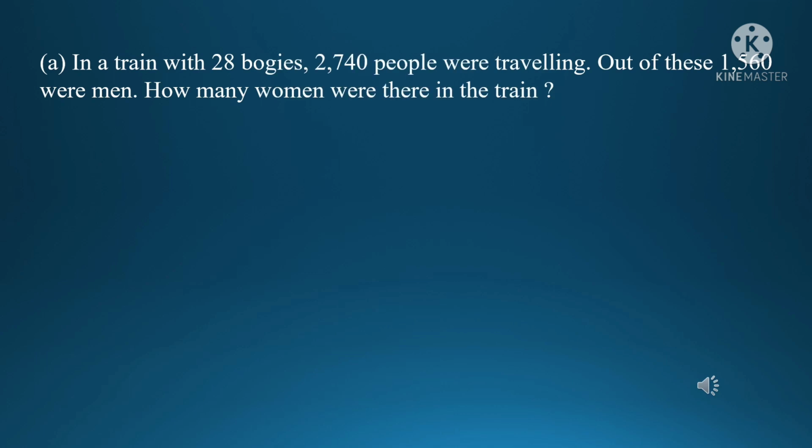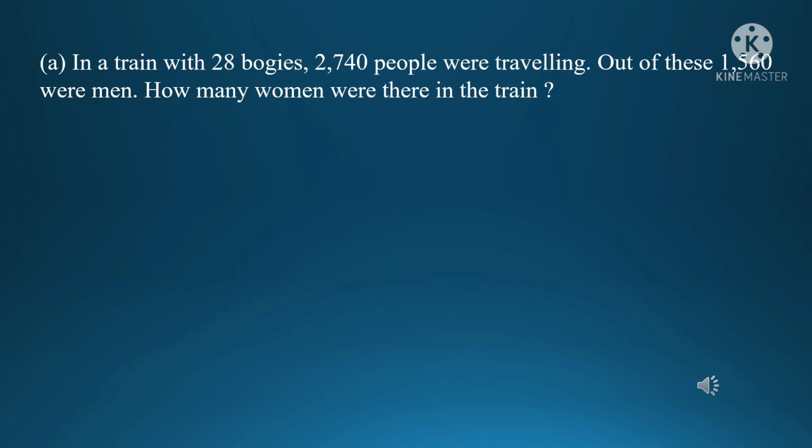So students, now you see that we are going to start exercise 3.4. Everyone read question number 1a. What it says, you see that in a train with 28 bogies, 2740 people were traveling. How many people were traveling? It was 2740, the total number of people.